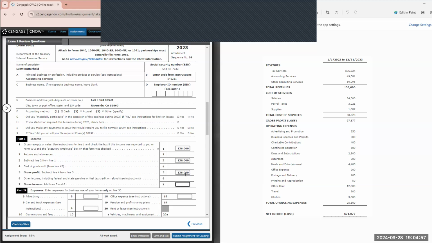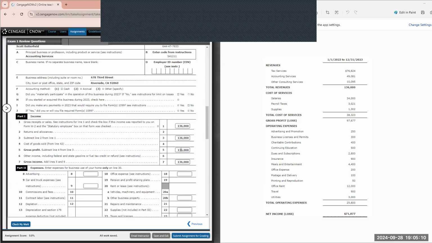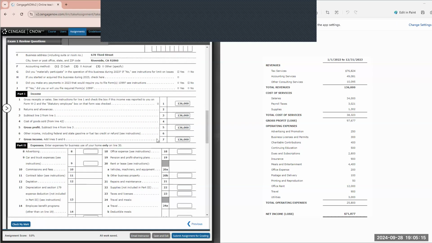And then lastly, for line 7, this is our gross income, which follows the same fact pattern. There's nothing for us to subtract. There's no other income, including federal and state gasoline or fuel tax credit or refund. So lines 1, 3, 5, and 7 represent our revenue.